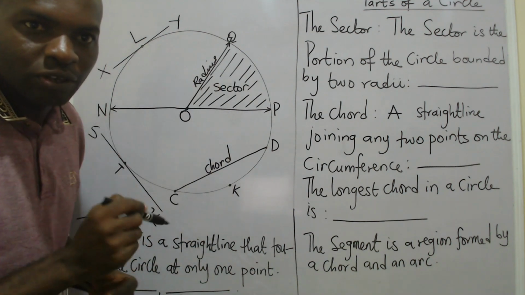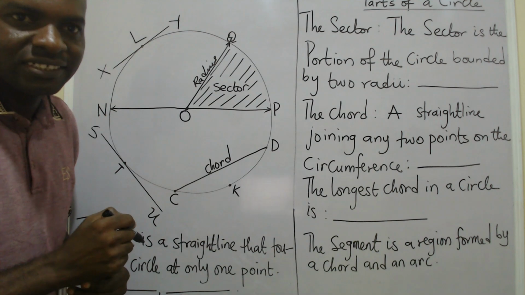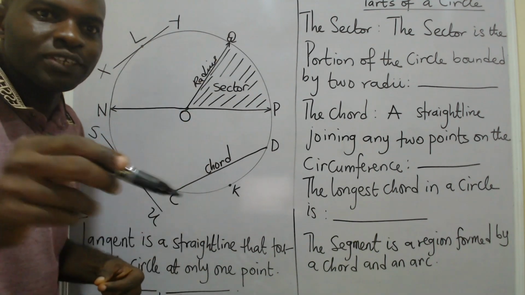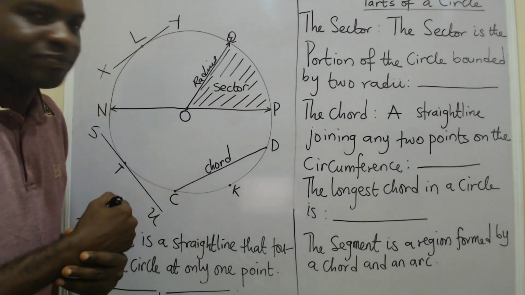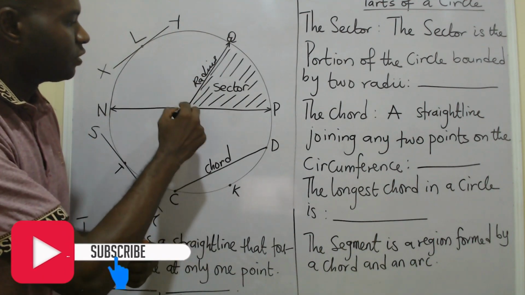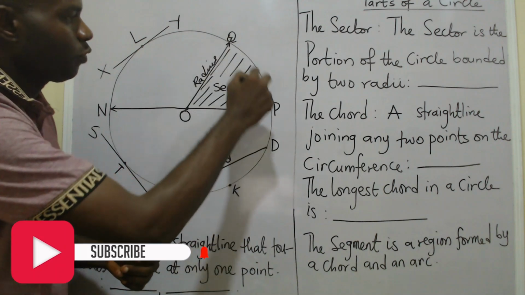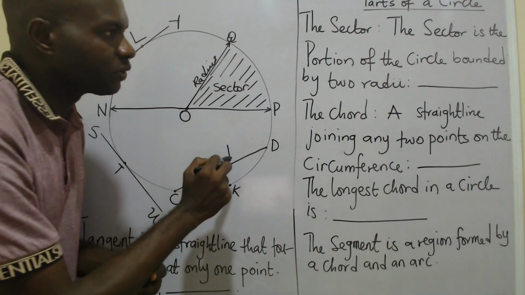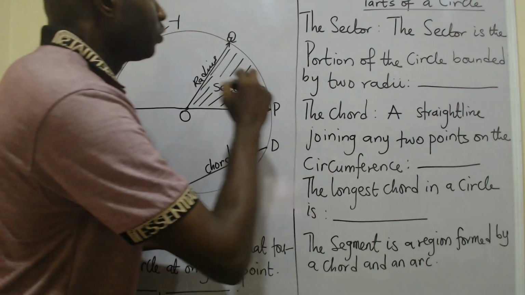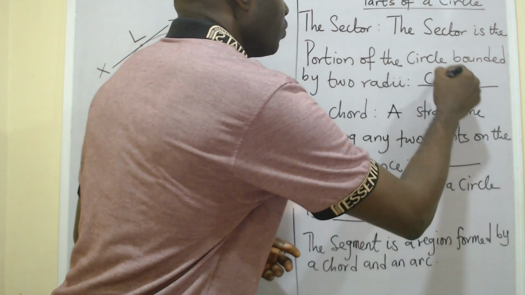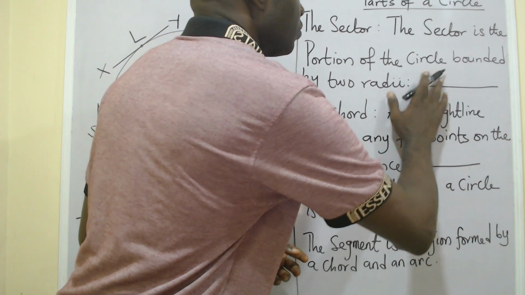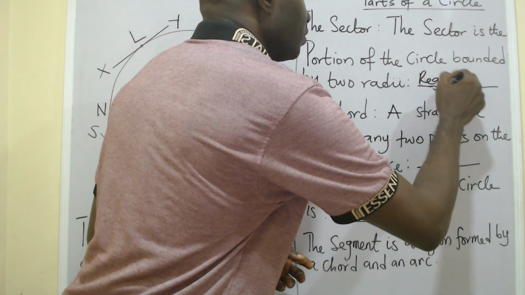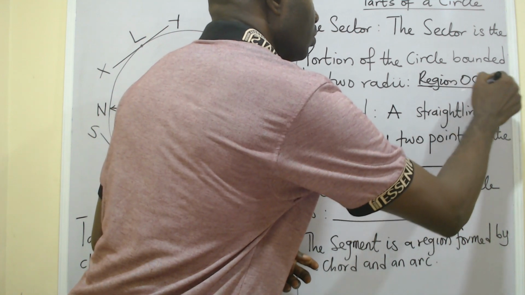This reminds you of what? The pizza. Your pizza is split into what? Sectors. So you eat the sector of pizza. Region OQP, this region bounded by these two radii, becomes the sector.